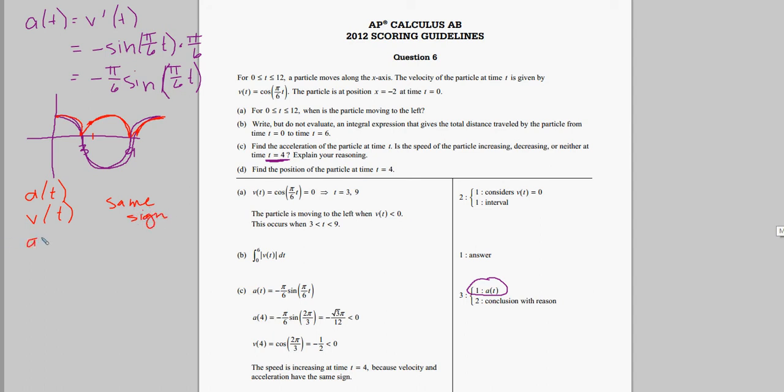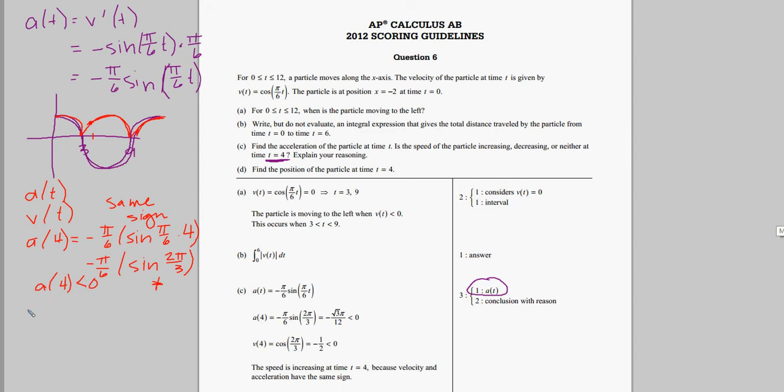So if I could find a of 4, which would be negative pi over 6 times the sine of pi over 6 times 4, and when I clean that up, that'll give me negative pi over 6 times the sine of 2 pi over 3. If I think about what quadrant 2 pi over 3 is, we are in quadrant 2, and sine is positive in quadrant 2, times a negative, so you know that a of 4 is less than 0.